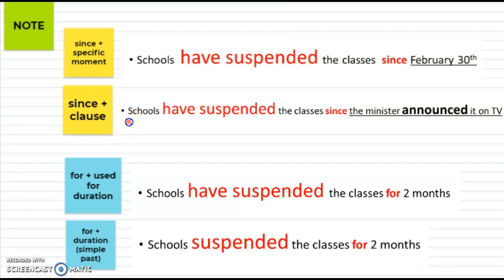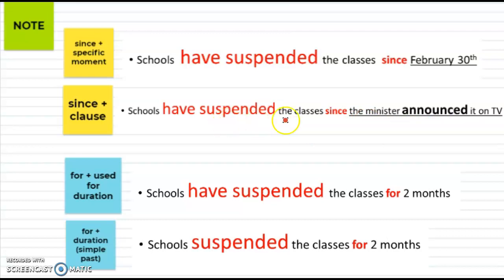For example, the full sentence here is schools have suspended the classes since the minister announced it on TV. Another sentence, schools have suspended the classes since February 30th. In this sentence, we have just one verb. In this sentence, we have two verbs, therefore we have two clauses. Since in the first example is used with a specific moment in time, here we specified the time by giving a verb.